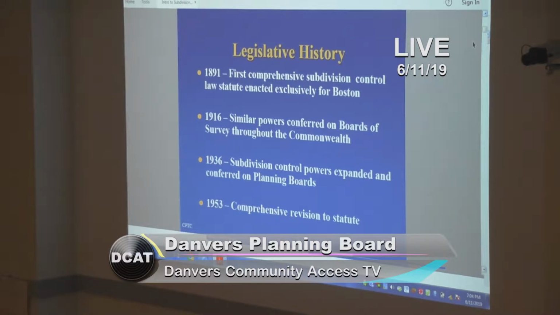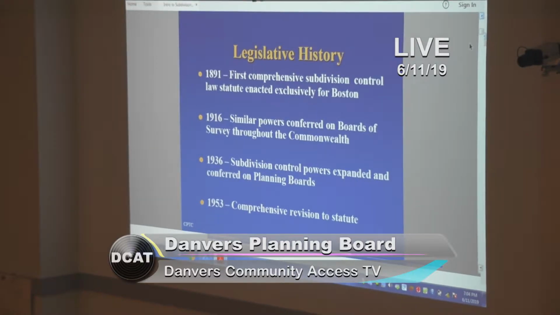So current comprehensive subdivision control was adopted in 1953. Most communities adopted subdivision control sometime in the 60s or 70s. I noticed that your current subdivision rules and regulations date to 79, but I don't know if that's when Danvers adopted subdivision control or if there was something in place before then. That becomes relevant sometimes with respect to A&R plans. We'll get to that in a little while.